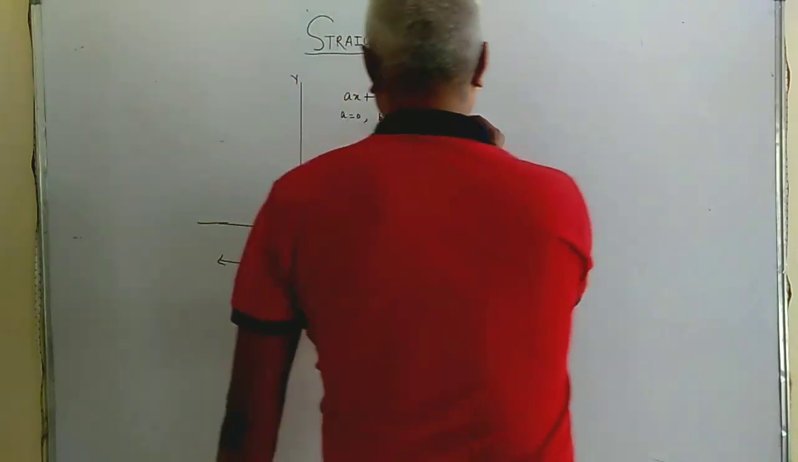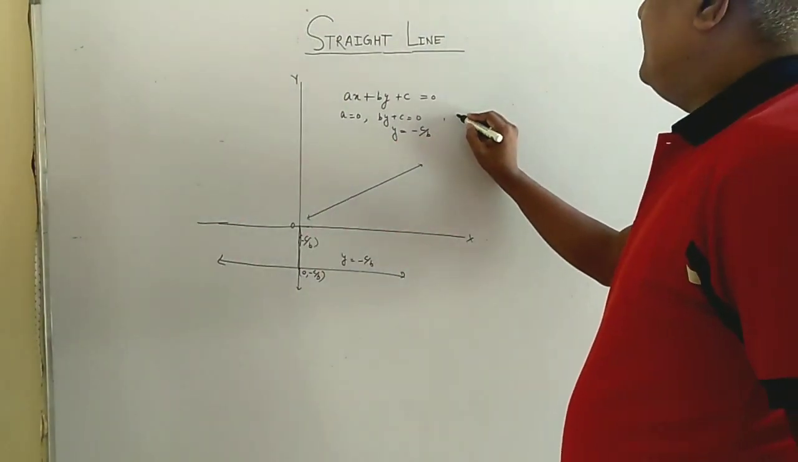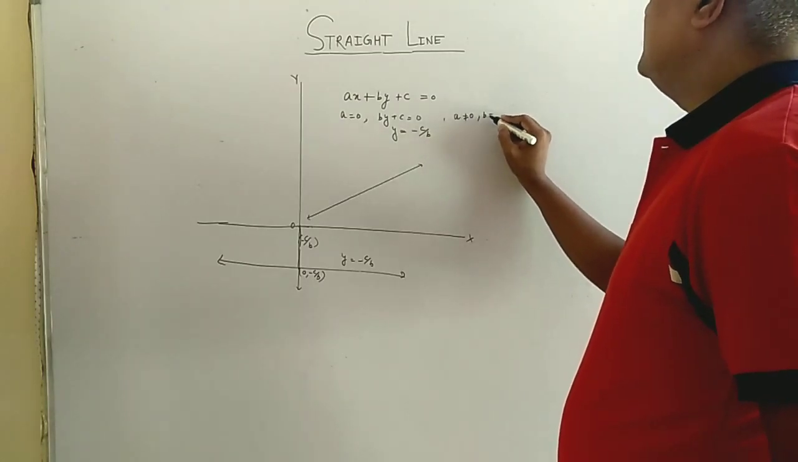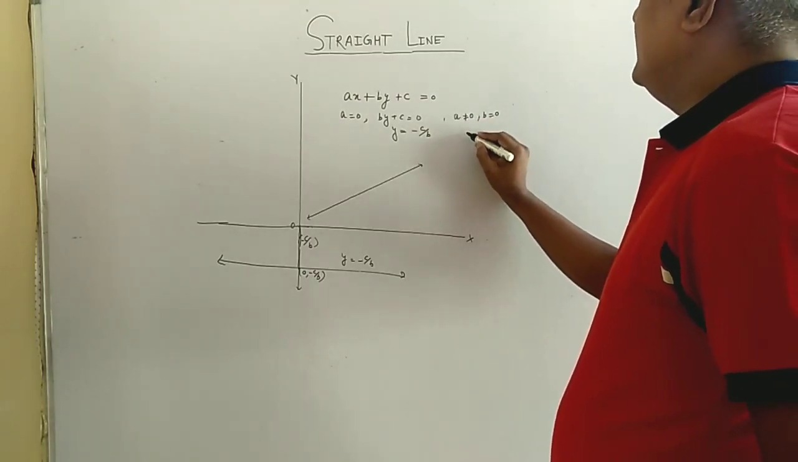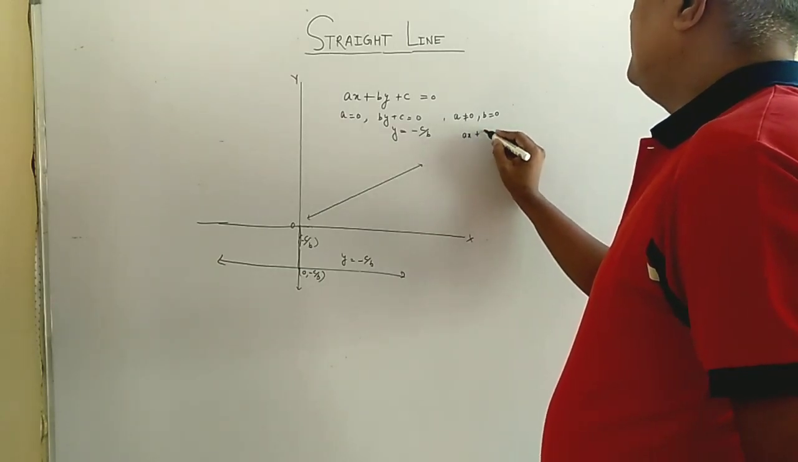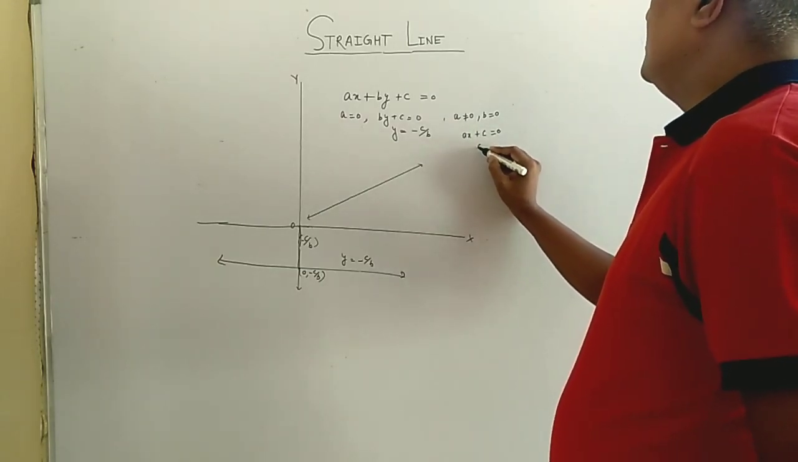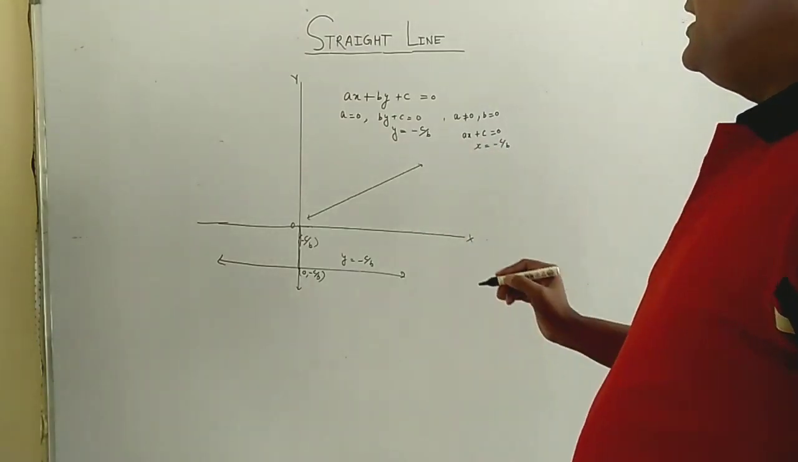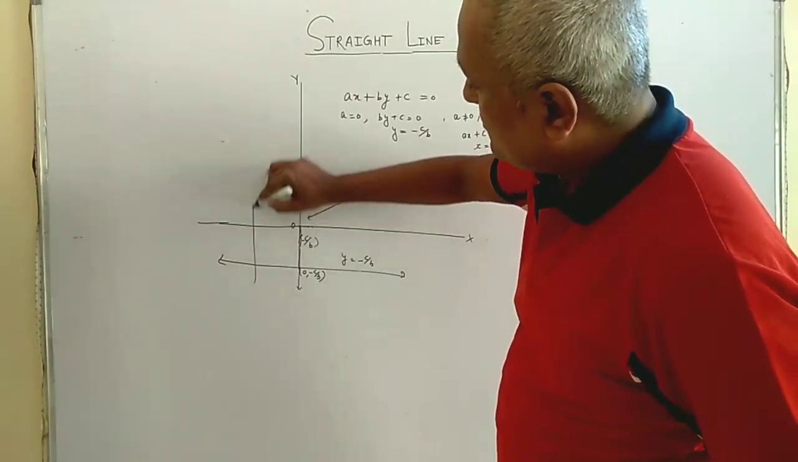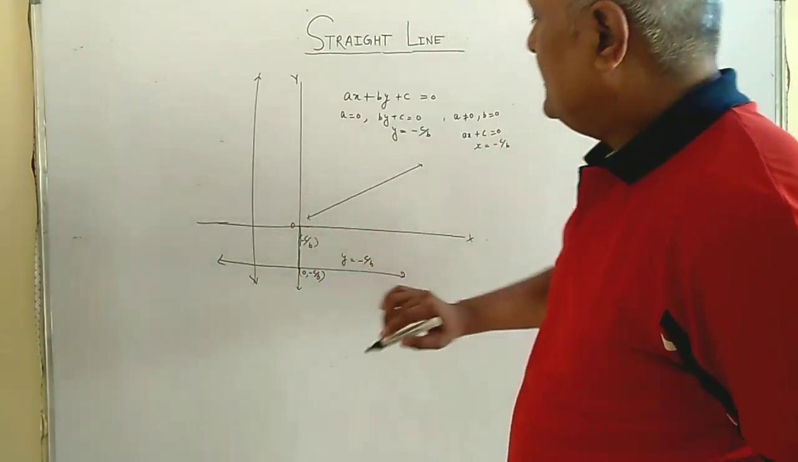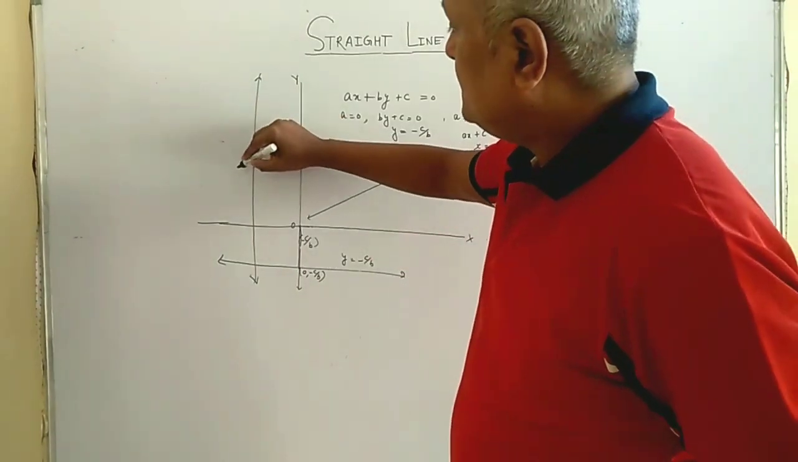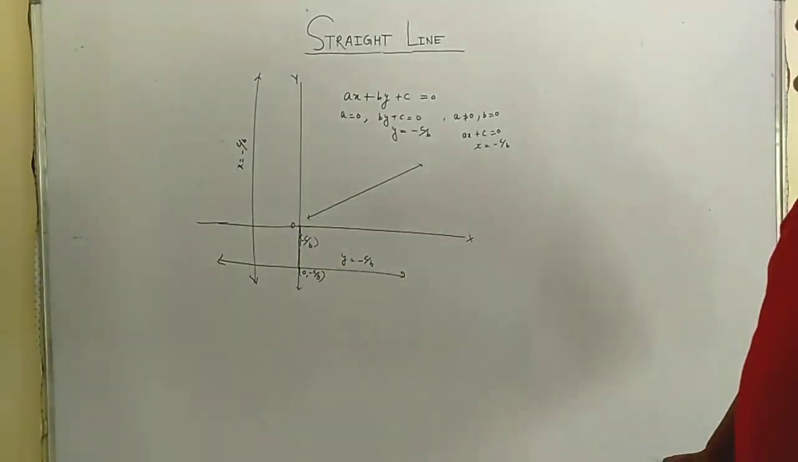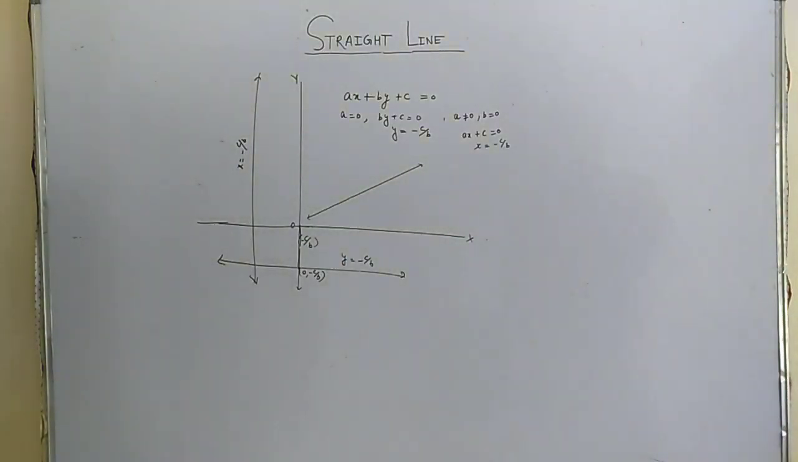Now case number 2: if A is not equal to 0 but B is equal to 0, then you get AX plus C equal to 0. So x equal to minus C by A. Now x is negative, it means it will go somewhere like this. This is x equal to minus C by A. So this is a straight line.